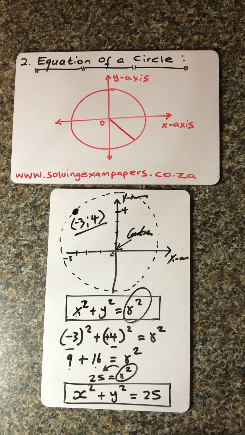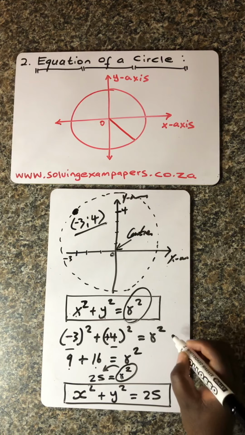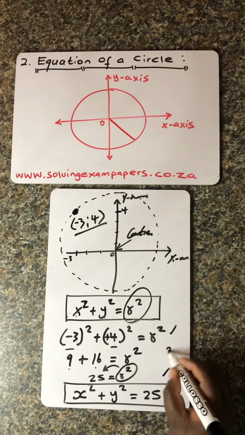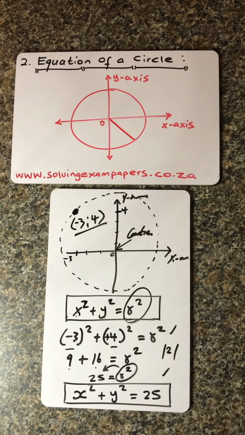This type of question might be given 2 marks, ladies and gentlemen, for correct substitution and for correct formula. Okay, so it's as simple as that. Nothing complicated when it comes to an equation of a circle. Okay, so guys, I hope you enjoyed this lesson. I think we can just leave it there.